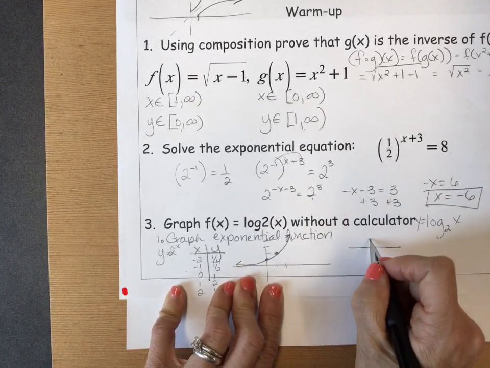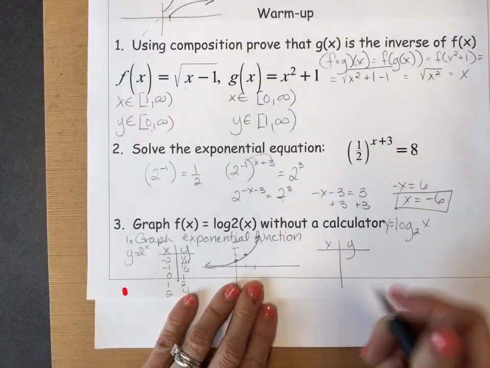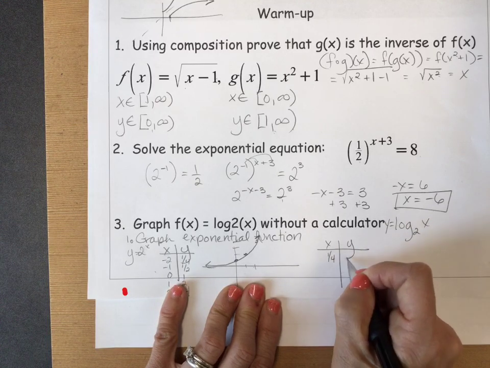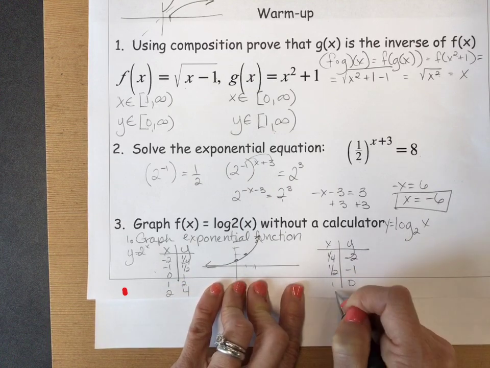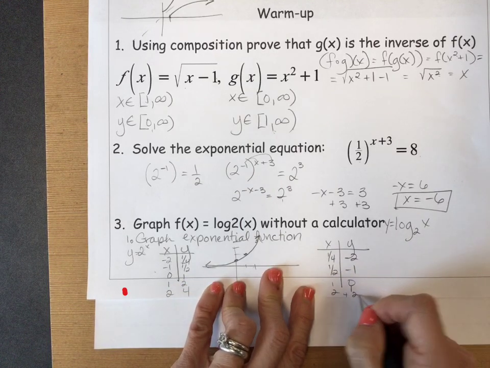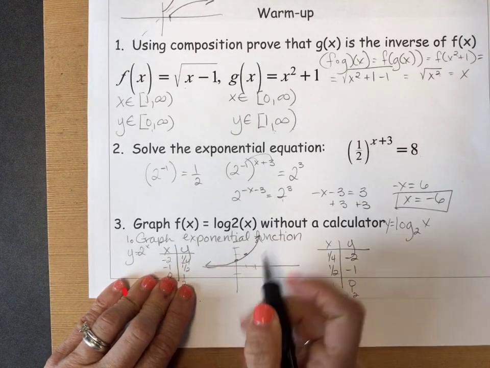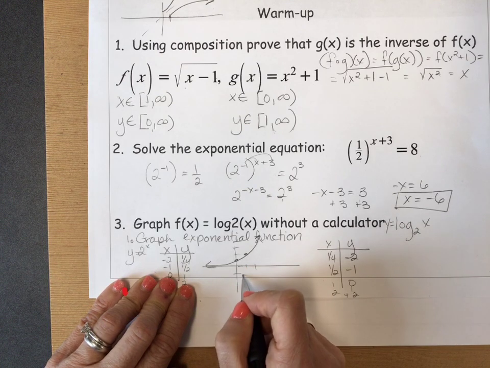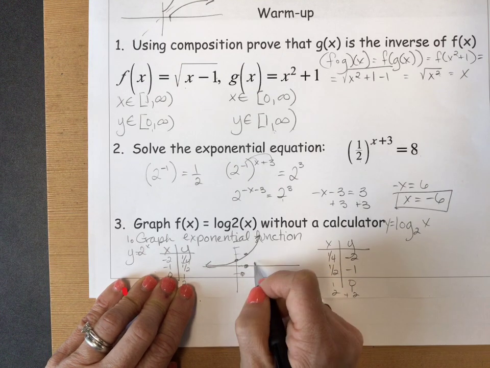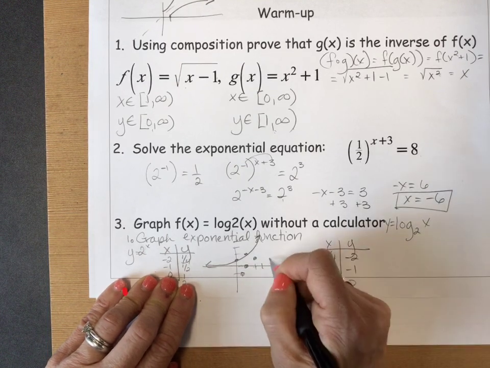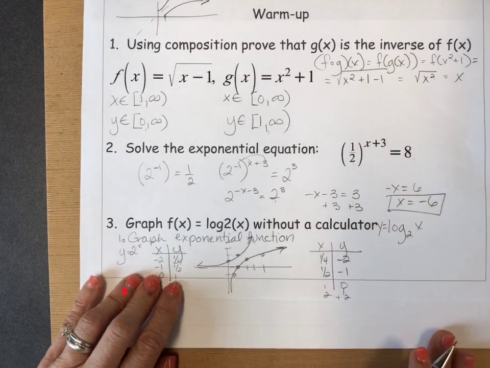I know that my points for the log are inverse, and so my x's and y's are just going to flip. So I have 1/4, negative 2; 1/2, negative 1; 1, 0; 2, 1; and down here 4, 2. Sorry, I ran out of room. Again, I'm going to start with my nicer points: over 1, up 0; over 2, up 1; over half, down 1; and then over 4, up 2. And there's my log base 2 of x.